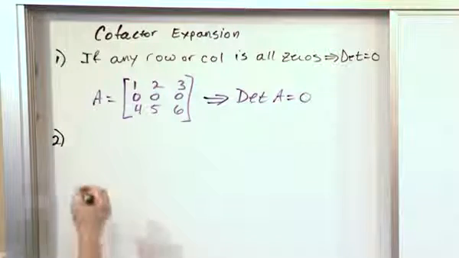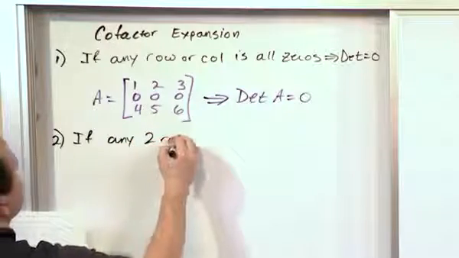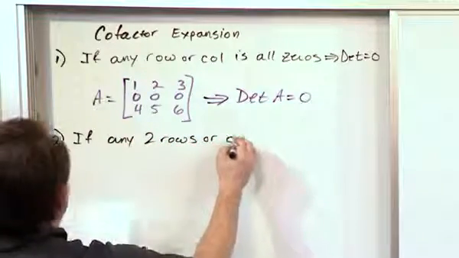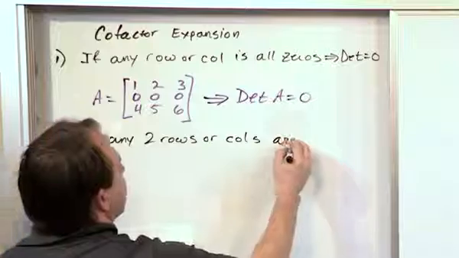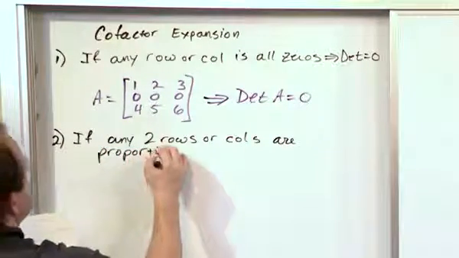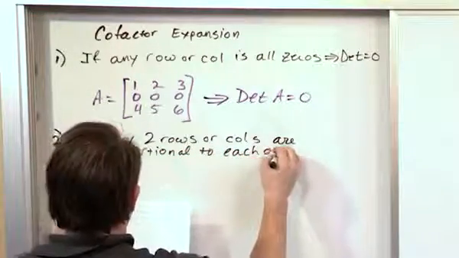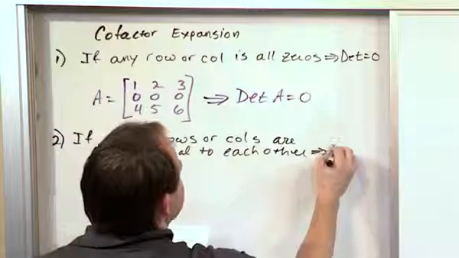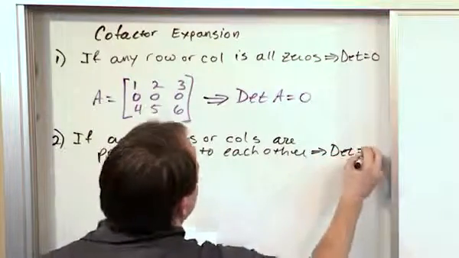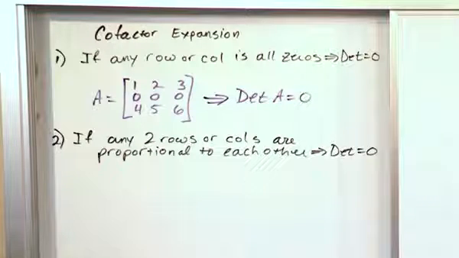Number 2 is pretty cool. If any two rows or columns are proportional to each other, then the determinant is also equal to 0. Again, this is something that you would look at and say, okay, that's cool. You would never really think about it or know why that's the case. Let me show you real quick.